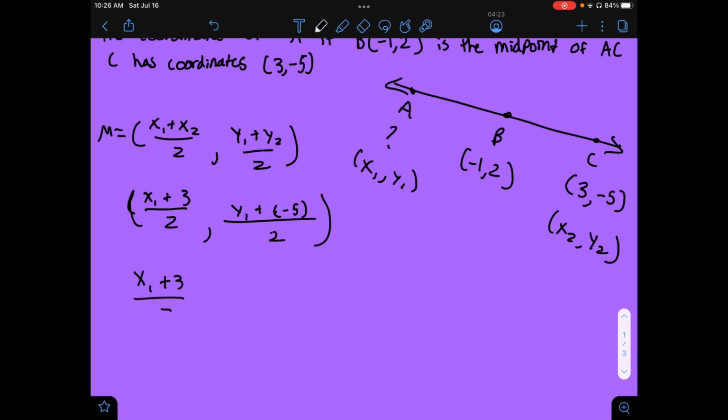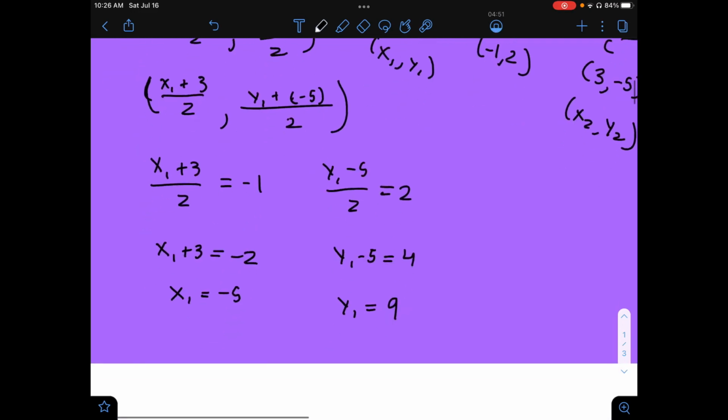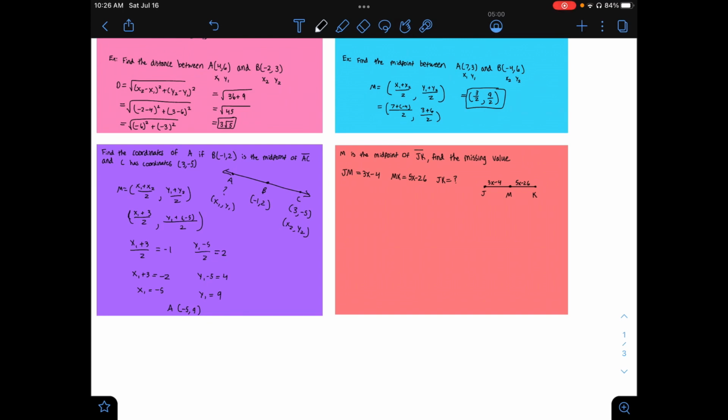So you're going to do x1 plus 3 over 2 is equal to negative 1, and then y1 minus 5 over 2 is equal to 2. Okay? So now you just multiply by 2, so you do x1 plus 3 is equal to negative 2. And then you're going to subtract 3, which equals negative 5. Then over here, you're going to multiply by 2 again, which equals 4. Then you're going to add 5, which is 9. So our endpoint A, our coordinates are negative 5, 9. So that's how you get, given the midpoint and one of the endpoints, you can find the coordinates of the other endpoint.